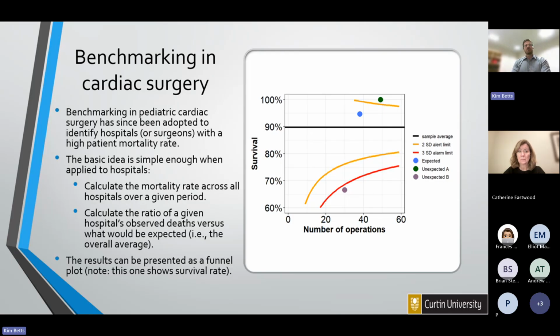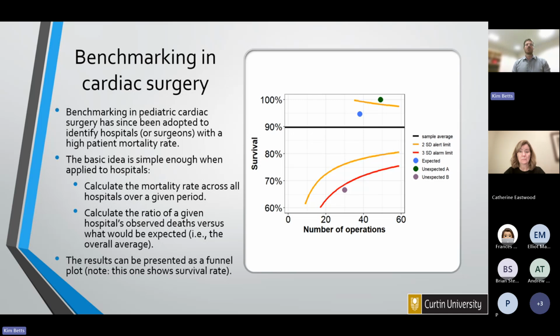Then we have control limits, which are basically what we would expect. So the 2 standard deviation alert limits is where we would expect a new hospital's survivorship to fall within 2 standard deviations. So roughly similar to 95% confidence intervals. So said differently, the blue hospital pictured there, its survival is falling within what we would expect statistically. So numerically, they have a slightly better survival than the average, but statistically, it's not really any different to what we would expect.